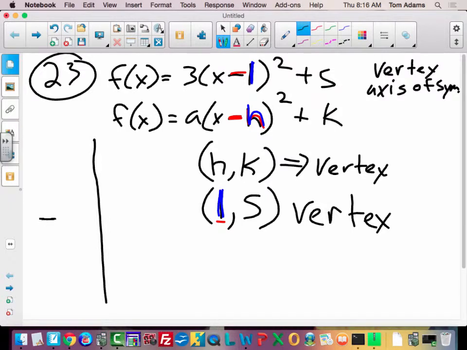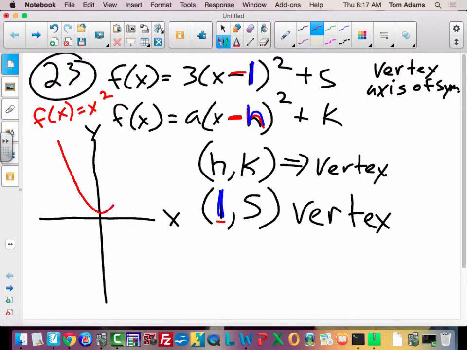So now what does that do? Well, the original function, if I were to graph f of x equals x squared, because that's the parent function, it's quadratic, kind of looks like this. And it crosses at the origin. That's where the vertex is. By the way, the line of symmetry always goes through the vertex.